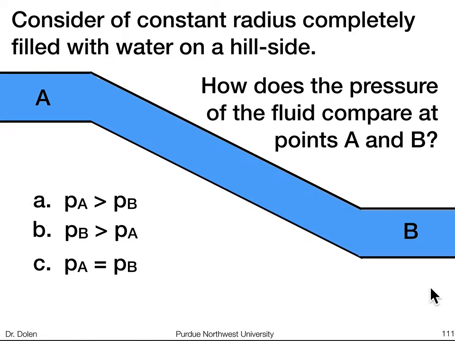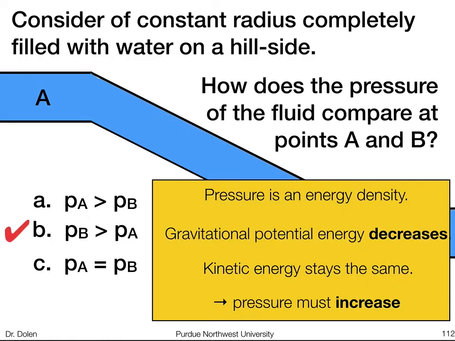So the question is, how does the pressure of the fluid compare at point A and point B? We have fluid flowing in this direction, and as the fluid flows down the hill, what happens? Does the pressure increase, meaning pressure at point B is greater than pressure at point A? Does the pressure decrease, or does the pressure stay the same? Pause the video, think about that, and then on the next slide, I'll tell you the answer.